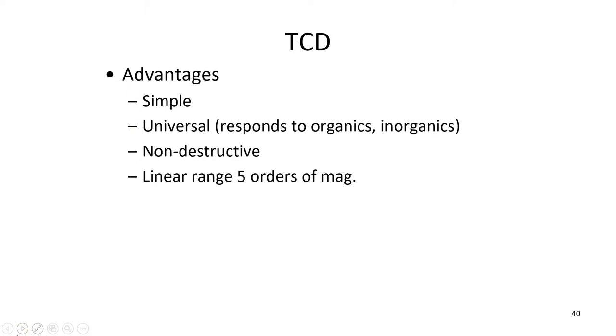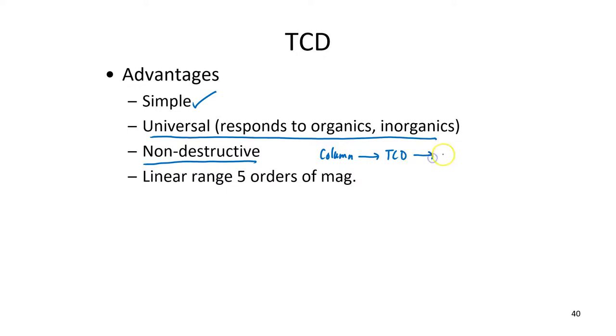So I hope you agree with this advantage that it's fairly simple in operation. Another nice advantage is that it's universal. It'll respond to just about anything. It won't destroy your sample. So in other words, if you wanted to take your solute from the GC column to the thermal conductivity detector, and for some reason you wanted to take it to a mass spec, you could. And look at that nice linear range.